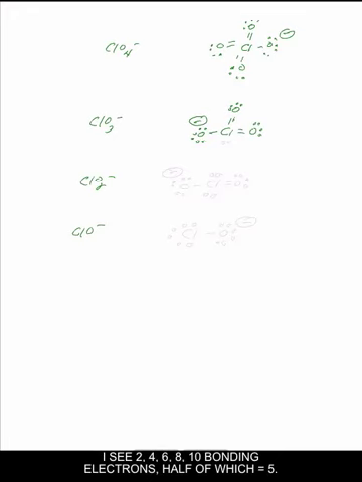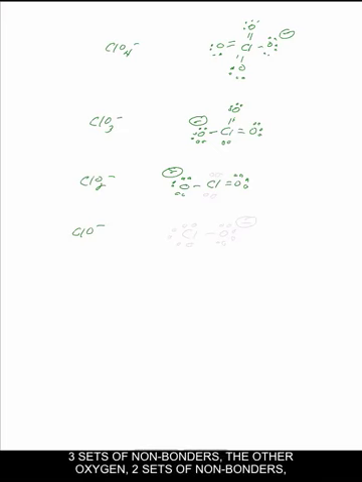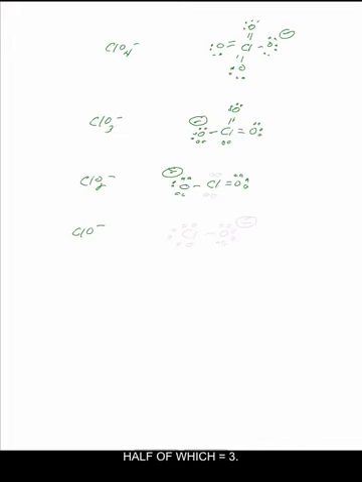And again, I've taken care of the oxygen issue. But when I look at the chlorine, I see 2, 4, 6, 8, 10 bonding electrons, half of which is 5. Chlorine is supposed to be neutral here. It needs 2 more, so I give it a set of non-bonders. Chlorite, on the other hand, when I hang 2 oxygens, 1 of which is double bonded on the chlorine, and again settle oxygen's needs first by giving the negatively charged oxygen 3 sets of non-bonders, the other oxygen 2 sets of non-bonders. Then I look at the chlorine and see that so far I have a total of 6 bonding electrons, half of which is 3. I need 7, so I need 2 sets of non-bonders.